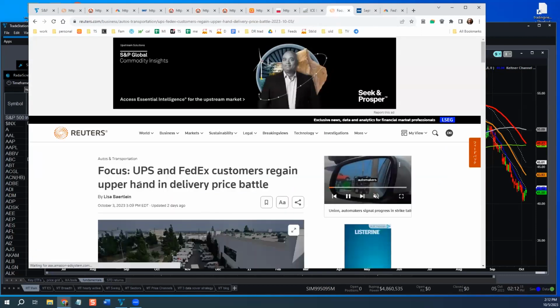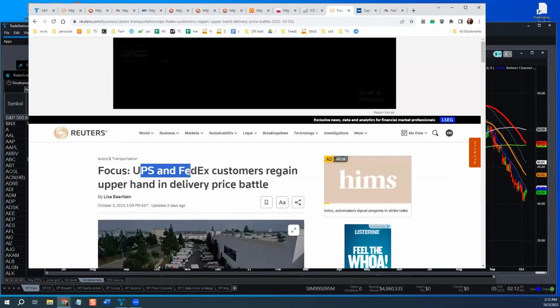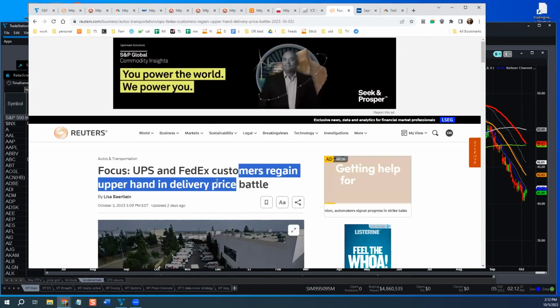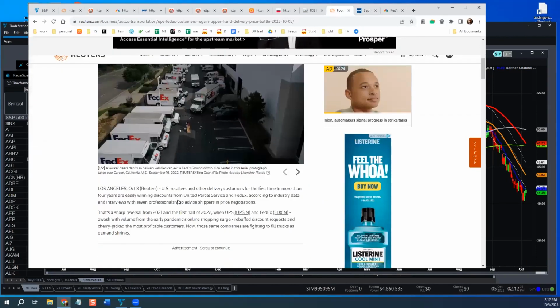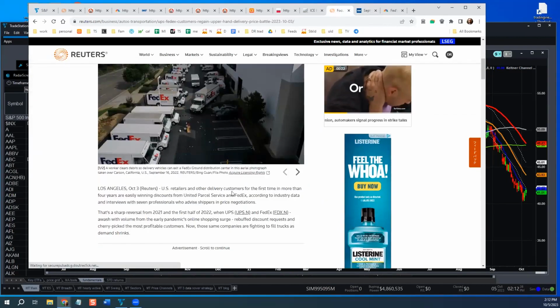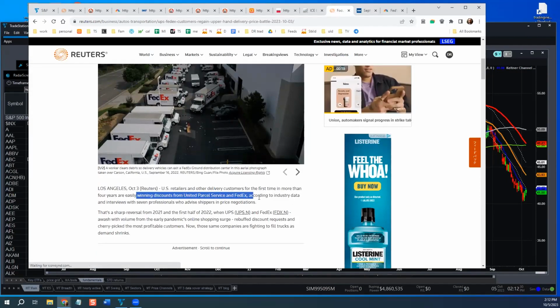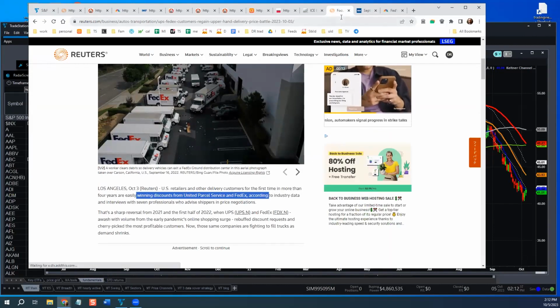Then you look at this interesting article about UPS and FedEx. Customers regain upper hand in the price wars. And they say retailers are for the first time in more than 4 years winning discounts on shipping costs from UPS and FedEx. So we're seeing different sorts of things here about the pricing that's happening.